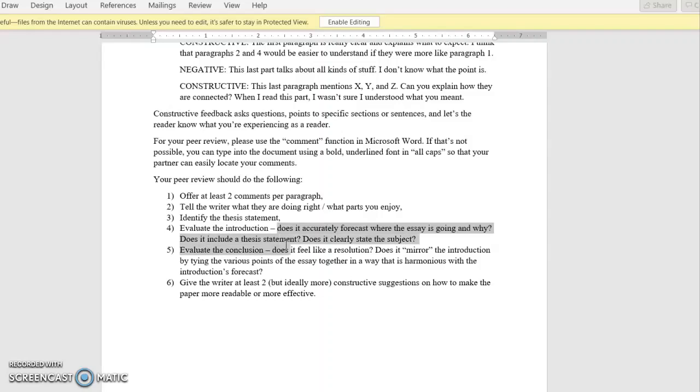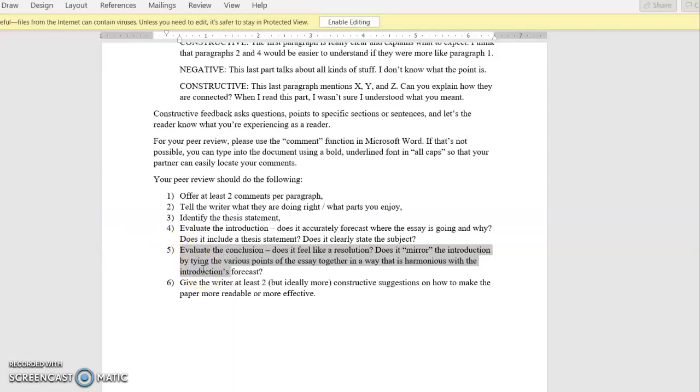Does it clearly state the subject? If you can't find the thesis statement, you can literally say, I can't find the thesis statement. Or if there's a sentence in there that you think might be the thesis statement, you can comment on that sentence and say, hey, I think this is the thesis statement, but I'm not totally sure. And then evaluate the conclusion, right?